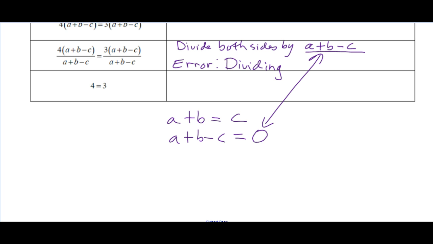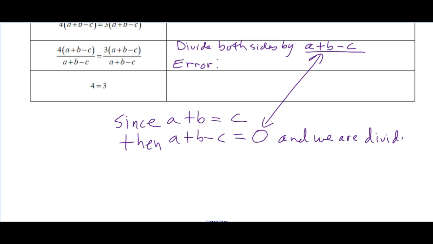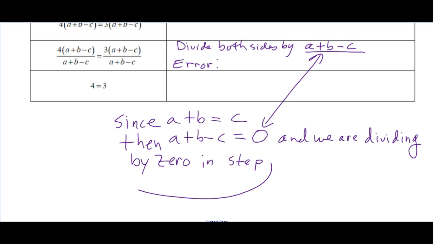Or let's say error, let's do it down here. Since A plus B equals C, then A plus B minus C equals 0, right? And we are dividing by 0. So any of those proofs that prove one number is equal to another, the error is you're dividing by 0. Error: dividing by 0 in that step. So if it said circle the error, that's what you would circle.